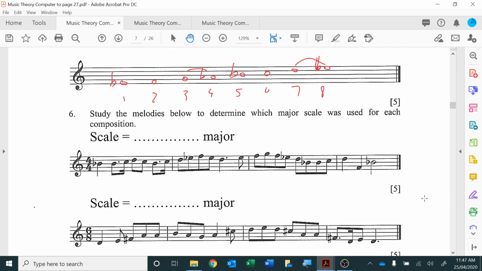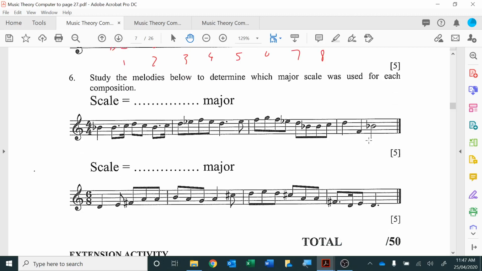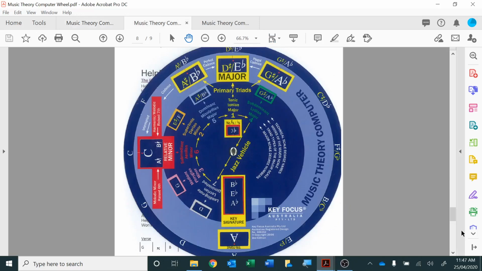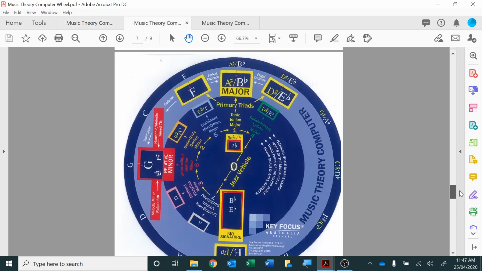Study the melodies below to determine which major scale was used for each composition. Well, first thing to do is look at the flats. It looks like there's B flat and E flat. Nothing else, so I'd say that's, remember the second to last flat, or you could go to your computer and check which one has 2 flats. There it is there, B flat major.